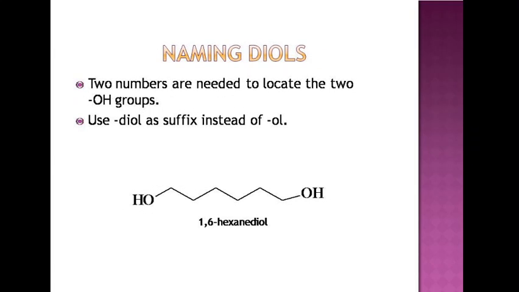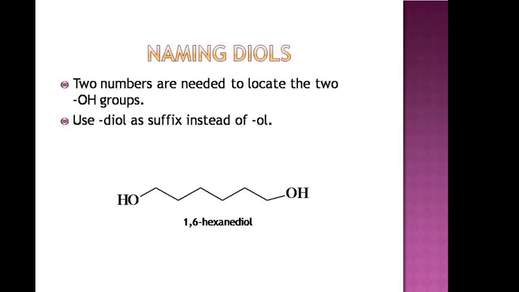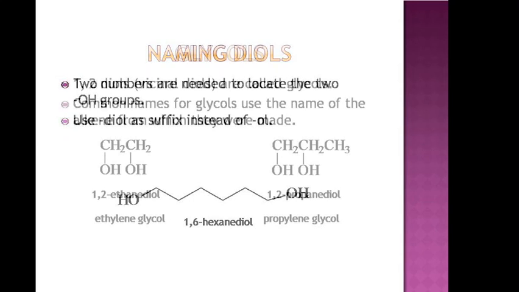When there are two hydroxyl groups in the organic compound, the suffix diol is used instead of ol. For example, in this case there are six carbon atoms and two OH groups. So numbering gives 1, 2, 3, 4, 5, 6, and the name is 1,6-hexanediol.